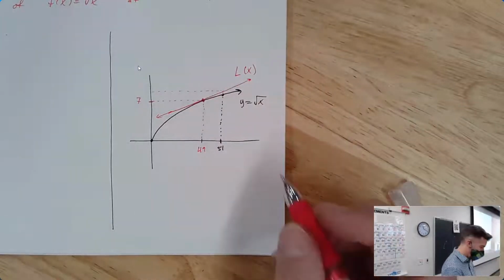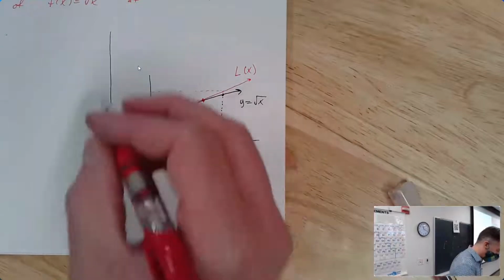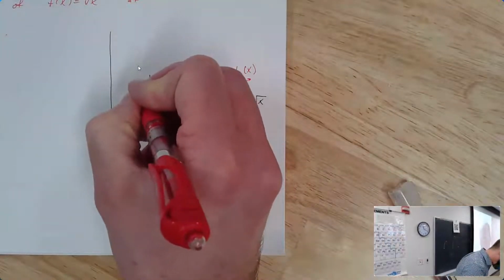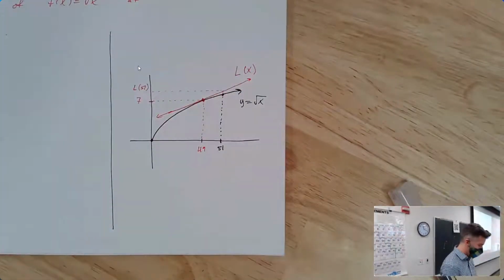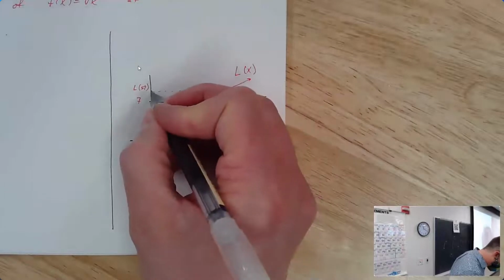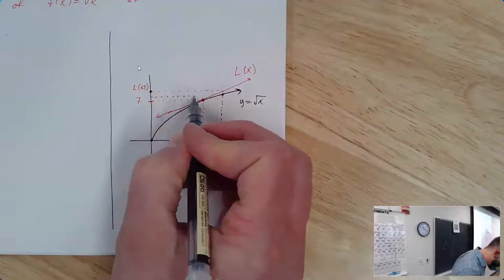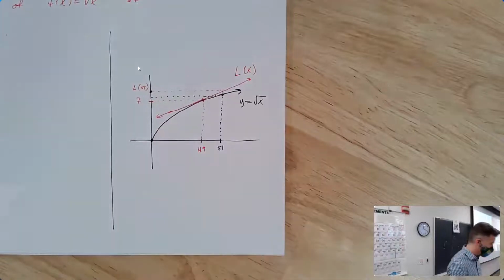Because you're literally just taking this function and trying to make it look linear around here. And I'm going to get the linearization evaluated at 51. And I want to emphasize the fact here that this value is really, really close to what you would get if you actually plug 51 into the original function.